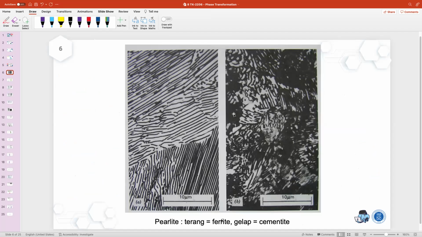So this is the picture I have as well. This one is the coarse pearlite, and this one is the fine pearlite. And you have the interface area for that one.